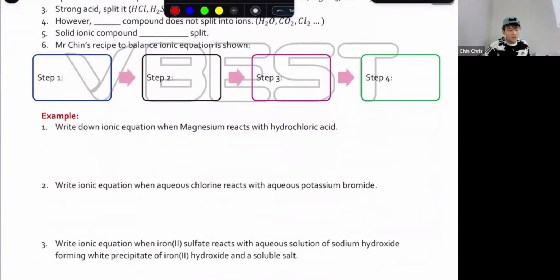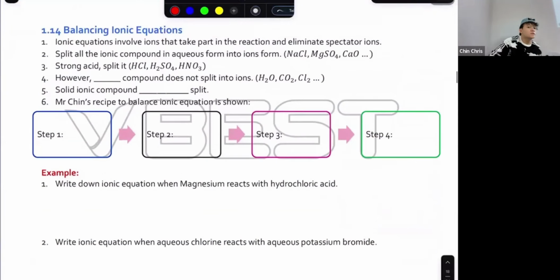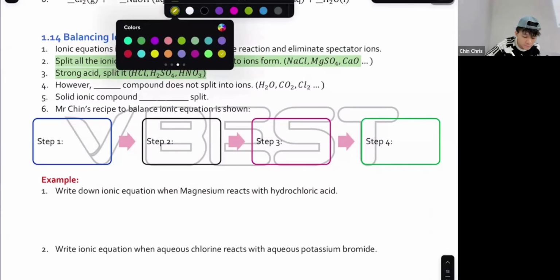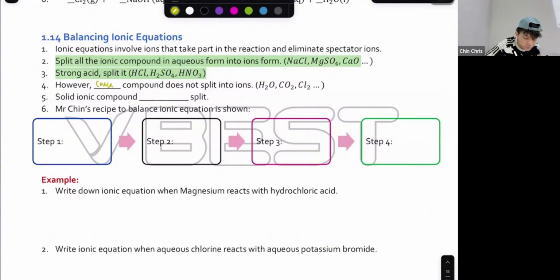Guys, next we have the ionic equation. Do you guys know how to write your ionic equation? I want you to highlight this. Split all the ionic compounds in aqueous form into ions. Strong acids split. When you see a covalent compound, do not split it up. Solid ionic compounds also do not split.